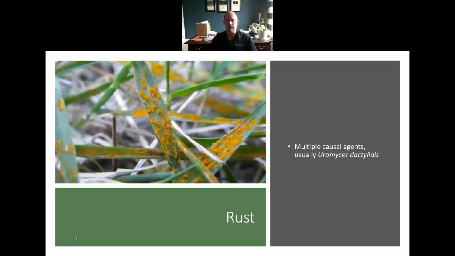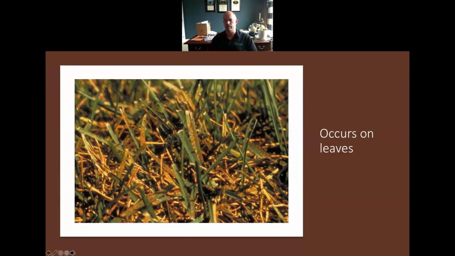There are many, many causal agents of rust on lawns, especially depending on if it's spring rust or fall rust. There's a couple different types of rust on lawns, and the main causal agent that we're going to talk about is Eurymyces dactylitis. So that would be, if you want to give it a name, a Latin name, that would be the one. But Eurymyces in general, again, there's several other causal agents, almost like leaf spots. There's several other causal agents that can contribute to rust.